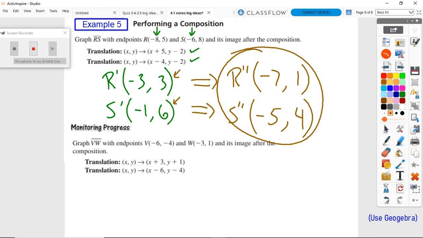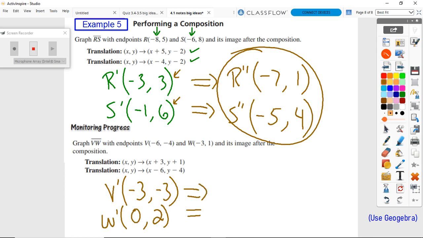All right. Pause the video here. Try this last one. We'll wrap it up. All right. Welcome back. So let's see here. V prime. I started at -6. I add 3. So that puts me at -3. I started at -4. I add 1. That puts me at -3 for that as well. W prime. W starts at -3 and adds 3. So that puts you at 0. The Y value is 1. Add 1 to that, and you got 2.